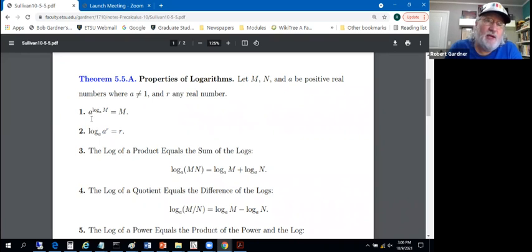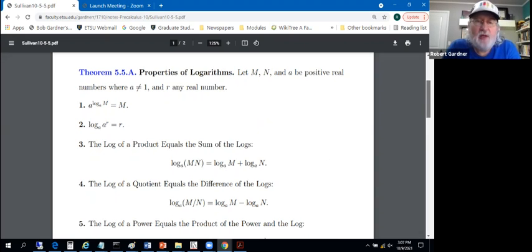This is where whatever the exponential function is doing, it's being undone by the log function, or whatever the log function does is undone by the exponential function. Secondly, log base a of a to the r equals r. Again, it's an inverse function relationship. Whatever the exponential does, the log undoes, and vice versa is the punchline from these first two. And that's how the proof will go.